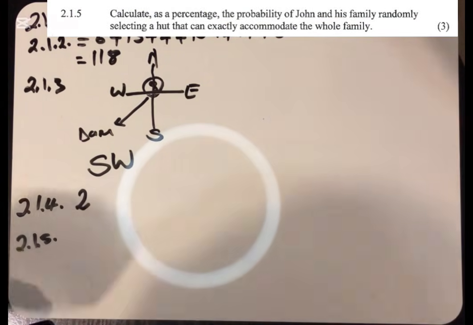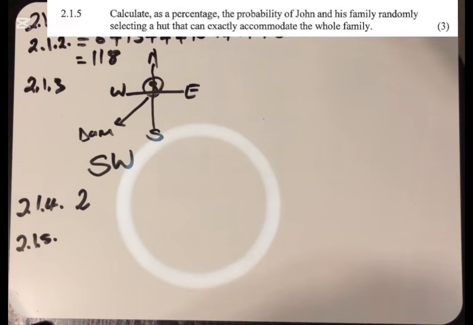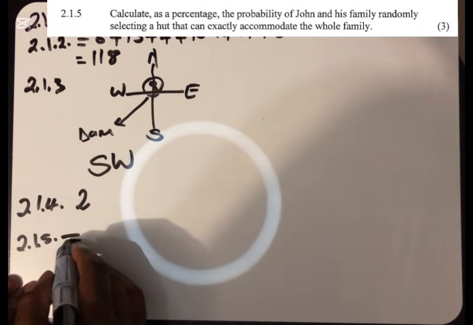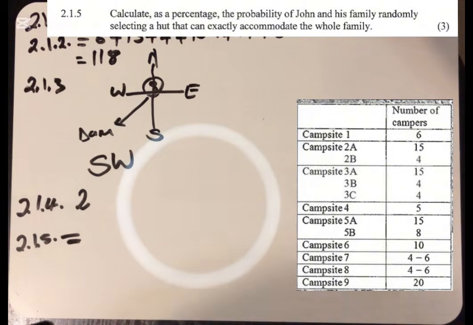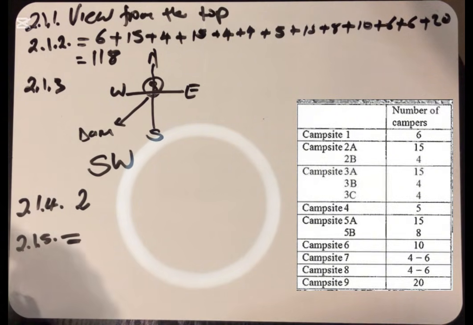2.1.5 now says calculate as a percentage the probability of John and his family randomly selecting a hut that can exactly accommodate the whole family. So if you check here, we have to check how many campsites we have. How many campsites do we have here? By looking, we can see that we're having 9, but we should not forget campsite 2 is divided into 2 portions. 3 is divided into 3 portions.